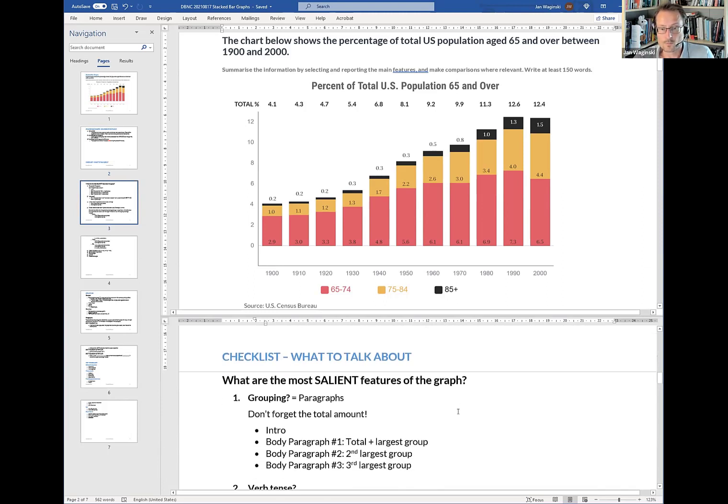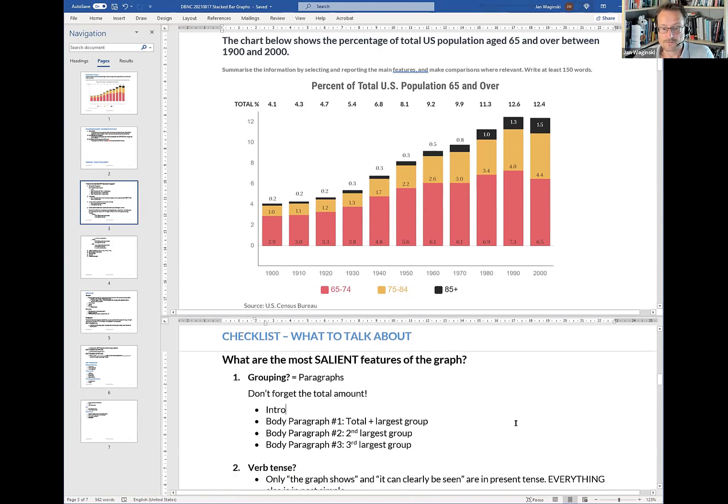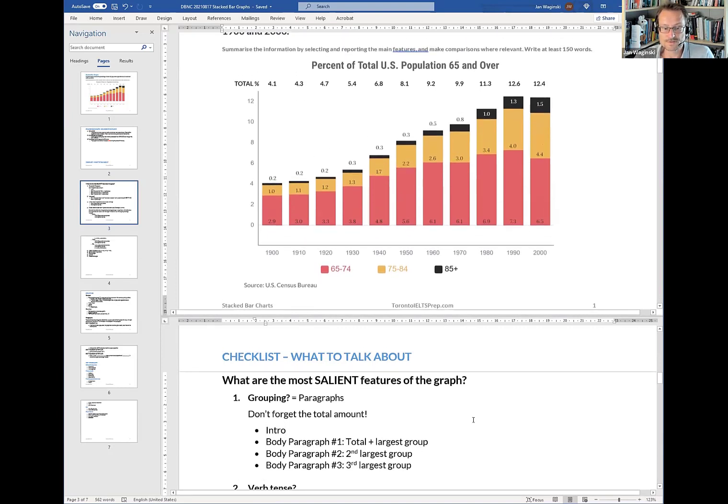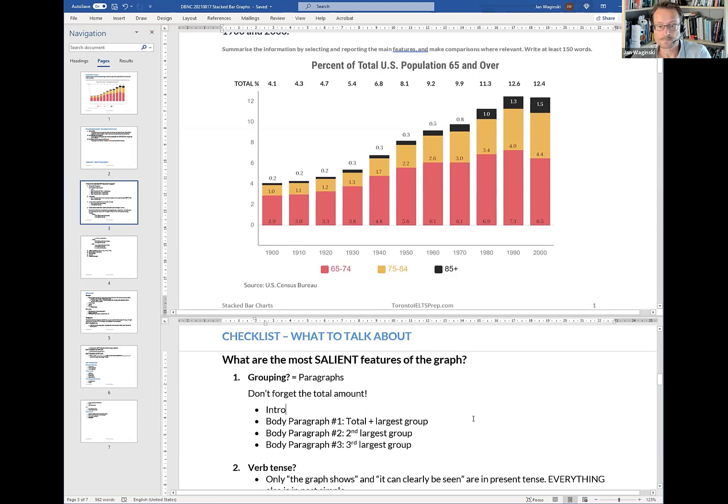Okay, so what do you talk about when you see this kind of graph? We sometimes call this the salient features of the graph, what's important and what's not. So first, let's talk about grouping the information. Our groups are going to become our body paragraphs. So how can we group this information logically? Any suggestions? You can group by age. Yep, by age is definitely the easiest way to do this.